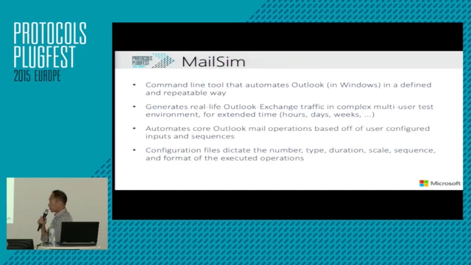So what it is basically, a command line tool that automates Outlook in Windows, unfortunately, right? So it requires Windows, and it's just an automation tool that sits on top of it. What it does, it allows us to generate real, actual Outlook traffic, and allows us to run in a multiple user environment for an extended period of time. So you can run it in weeks, hours, days, right? So it automates Outlook mail operations. So right now we support folder and mail operations, and that's what we started with.